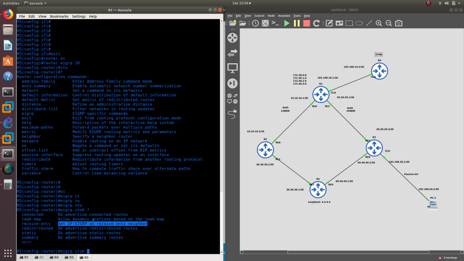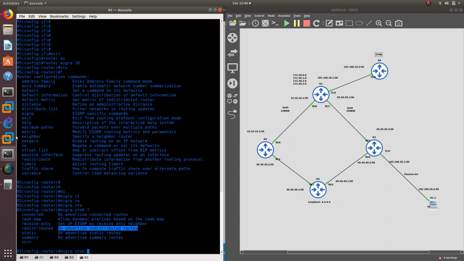It's not going to send any queries. All right, so you can have connected with summary, connected with static, static with summary, static with link map, and redistribute. Okay. Like I said, connected only advertises connected routes. Link map allows dynamic prefixes based on the link map. Receive only means that we are not going to send any queries. We are only going to receive EIGRP messages. Redistributed is going to advertise redistributed routes.